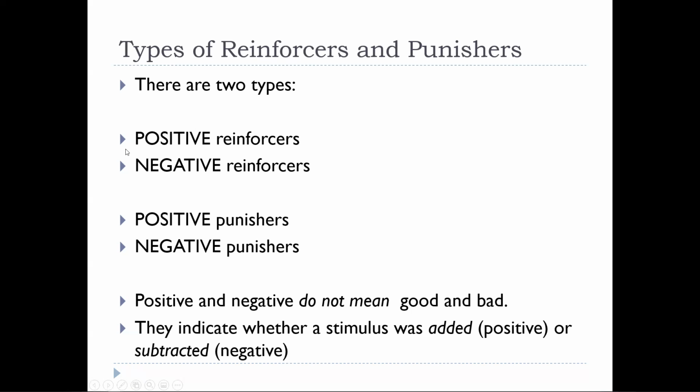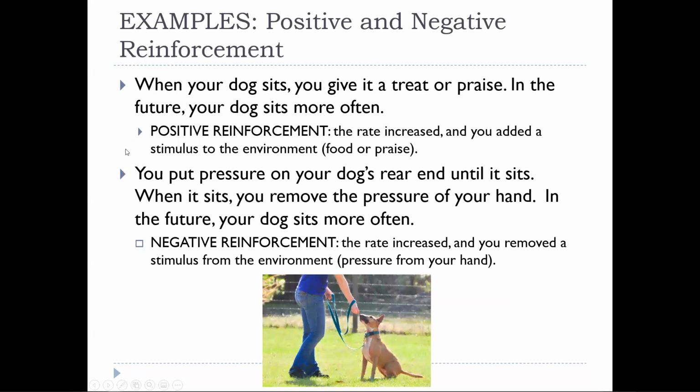And this is forever confusing. So we can practice doing some of these things. When your dog sits, you give them a treat or praise. In the future, your dog sits more often. The first thing you want to do is identify whether the behavior goes up or down. In this case, the behavior goes up. And then the question is, is it because you added something or decreased something? And the answer is it goes up because you increased something, you provided food or praise.